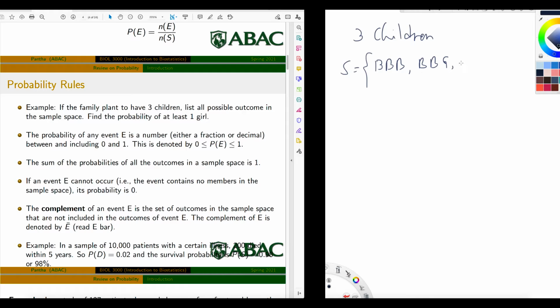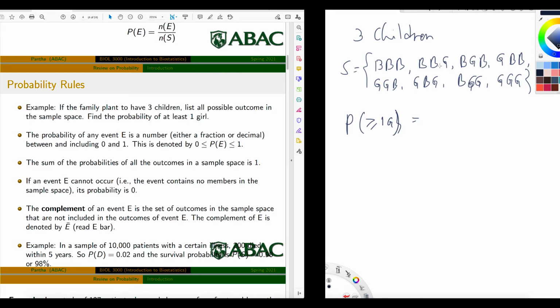So boy, boy, girl, or girl, boy, boy. Or you can have 2 girls, that is girl, girl, boy, or the first girl, second boy, third girl, or the first boy, second girl, and then third girl, or all girls. So these are the possible outcomes, of various orders of boys and girls, right? So the question is asking, find the probability of at least one girl. So the probability of greater than or equal to one girl, right? This one doesn't have any girl, right? We should not count that.